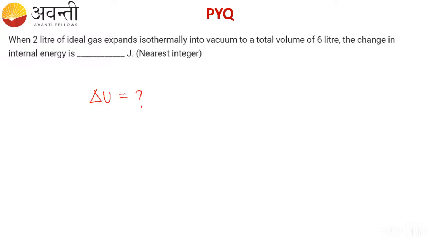Again, there are only two formulas, right? You have to use the second formula. Delta U is equal to nCv delta T. Do you know why I have chosen this formula instead of the Q plus W formula? Can anyone find out the reason why I have chosen this formula instead of the first?